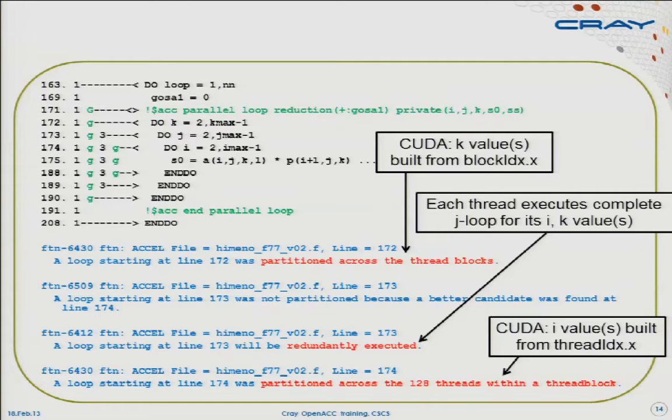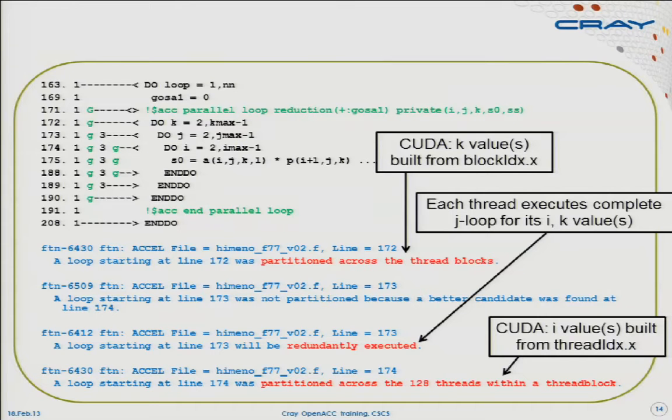The scheduling. It's said here that the K loop is partitioned across the thread blocks. That means, if you think about CUDA, each thread block will be doing a different value of K. If you don't think about CUDA, don't worry about it. The middle loop wasn't partitioned. It was redundantly executed. The inner loop was divided across the threads within a thread block. And by default, it's using 128 threads. That's like the threadIdx variable if you were using CUDA. If you're not using CUDA, you ignore that.